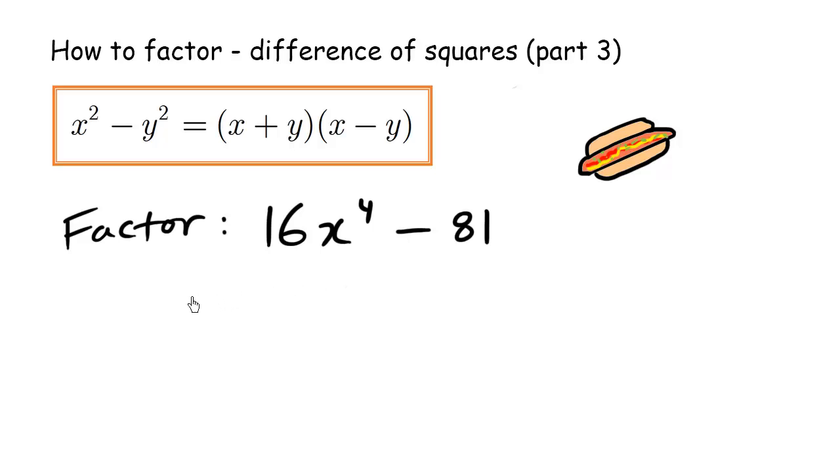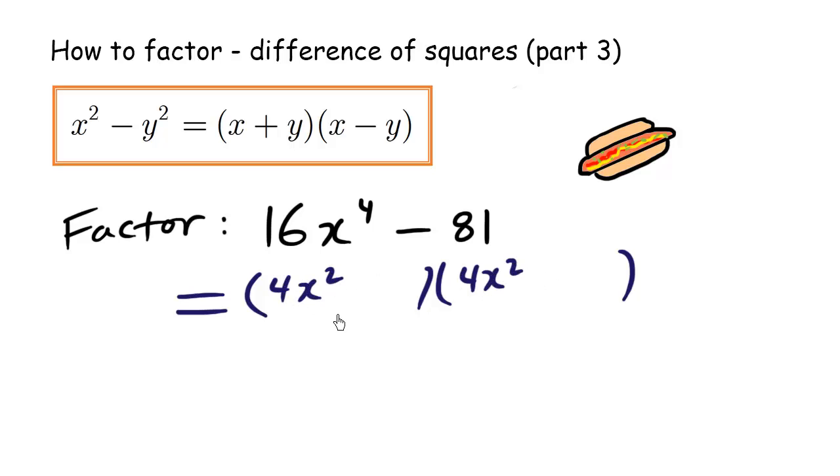So let's say this here is equal to something times something, and the square root of 16x to the 4 is going to be 4x squared, 4x squared. 4 times 4 is 16. X squared times x squared is x to the 4 because we add the exponents: 2 plus 2 is 4. Write down your plus minus. What times what is 81? We have 9 times 9.